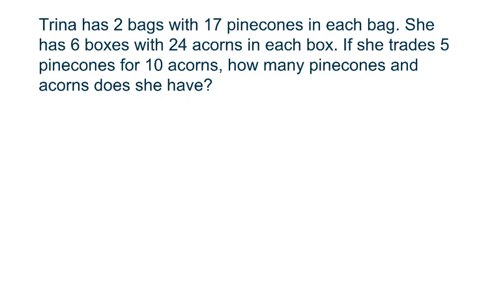Trina has 2 bags with 17 pine cones in each bag. She has 6 boxes with 24 acorns in each box. If she trades 5 pine cones for 10 acorns, how many pine cones and acorns does she have? Go ahead and write your equation and then solve for pine cones and acorns.